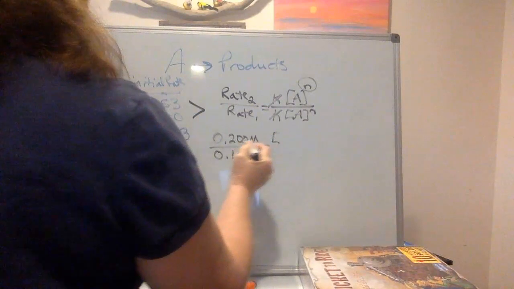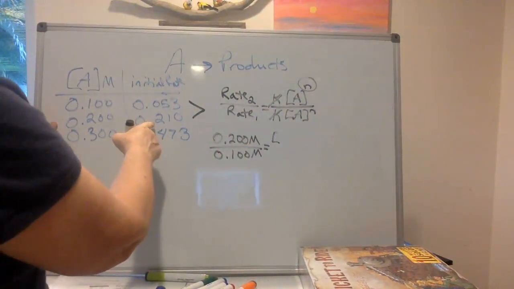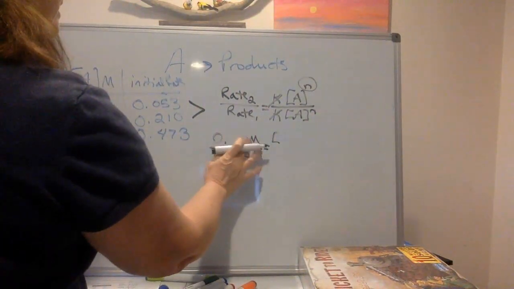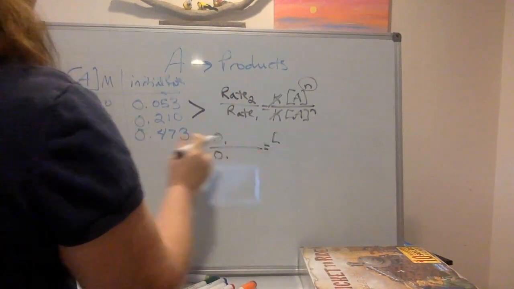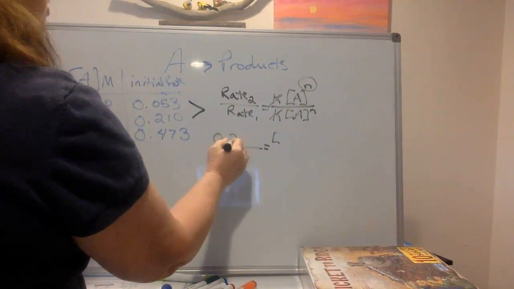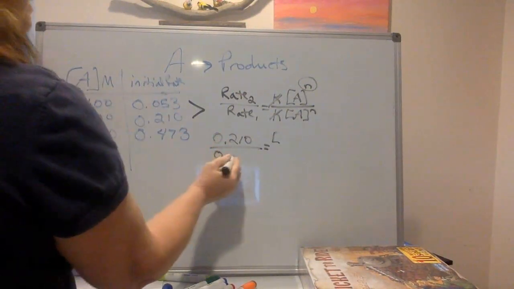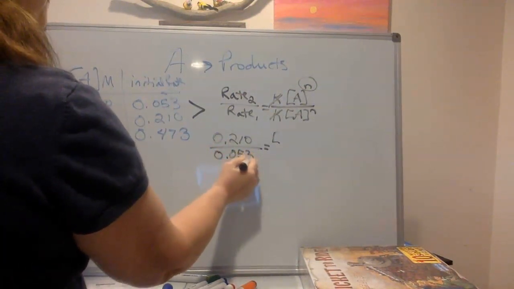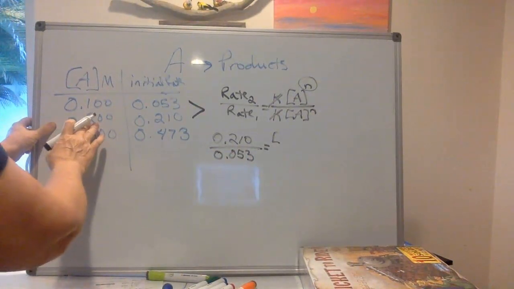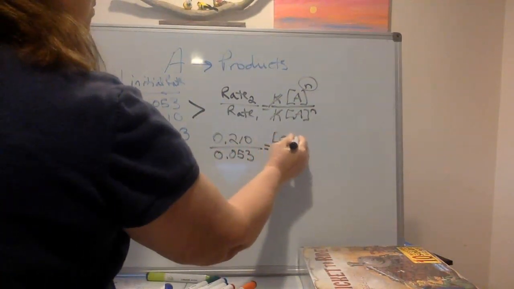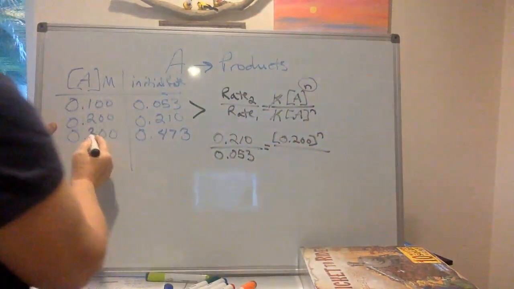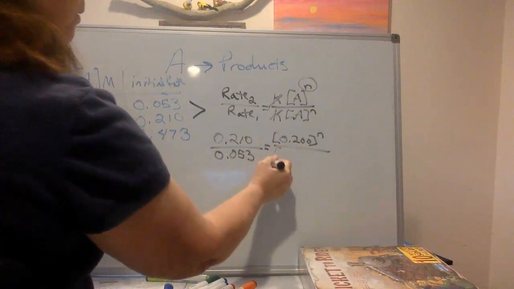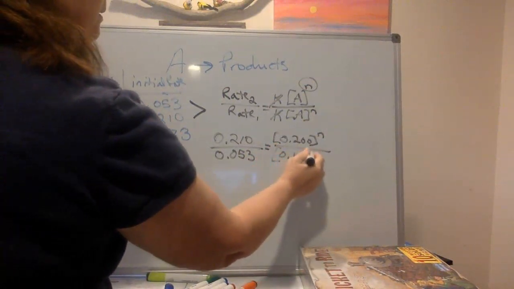And the concentration for 2, oops, I put it in the wrong spot. The initial rate, I always do that. I'm not sure why I do that. The initial rate is 0.210 and 0.053. And the concentration for 2 is 0.2 to the n power, and the concentration of 1 is 0.1 to the n power.